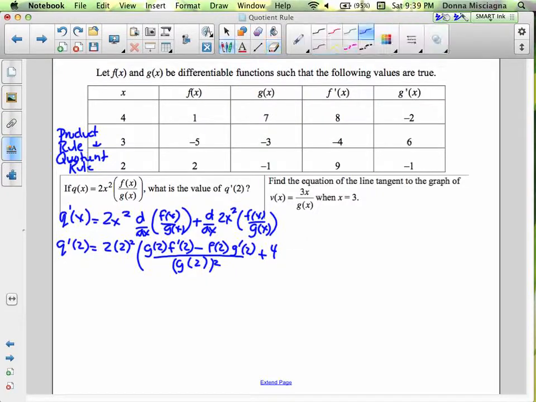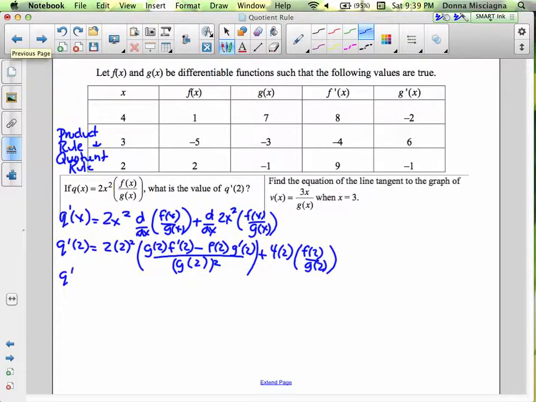All right, and then times f of 2 times g of 2. Right, so we already found the derivative of the 2x squared part. And all good except I forgot the parentheses right there. All right, now let's simplify and plug in.